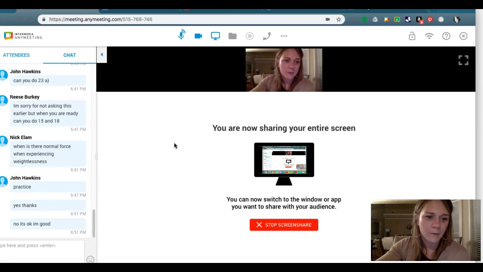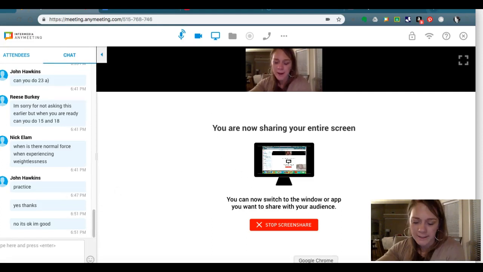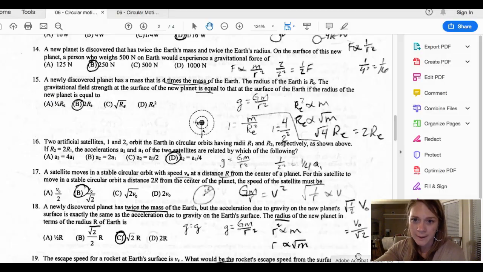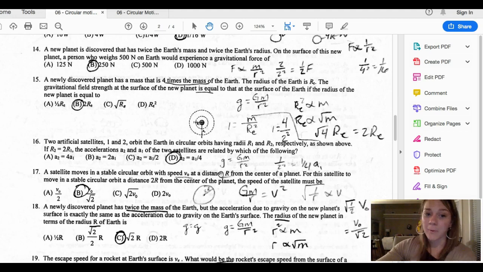All right, that was number 15. Let's look at number 18. I want to go back here. Number 18. We have a new planet again. We have a newly discovered planet, and it has twice the mass of Earth, but the acceleration due to gravity on the new planet's surface is exactly the same as the acceleration due to gravity on Earth's surface. The radius of the new planet in terms of the radius r of the Earth is.